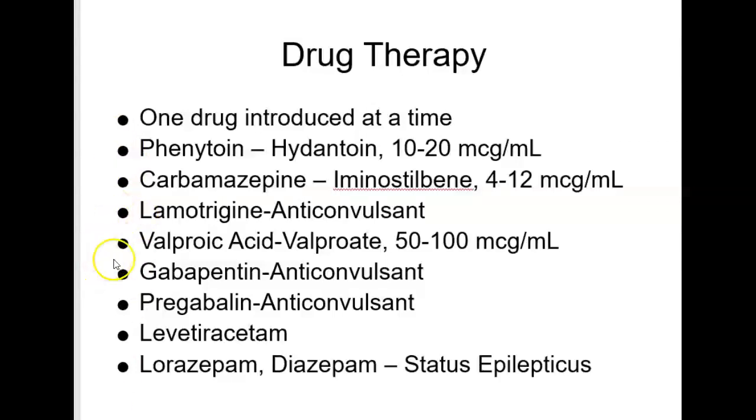These are all anticonvulsants. Your lorazepam and diazepam, those are your benzos that are used to treat status epilepticus. The others are more maintenance type medications, anticonvulsants. If they have a therapeutic serum value listed, you would want to know those also. And if you feel a little rusty, you can always review your pharmacology textbook.